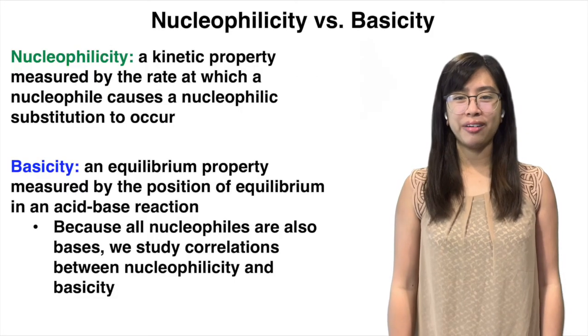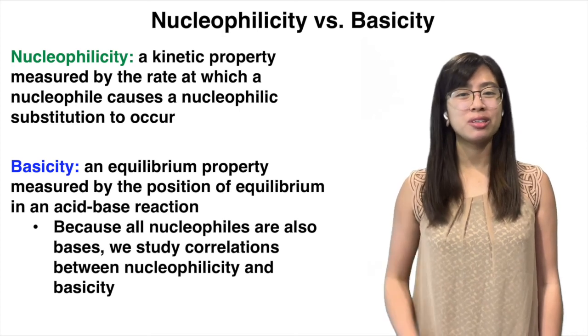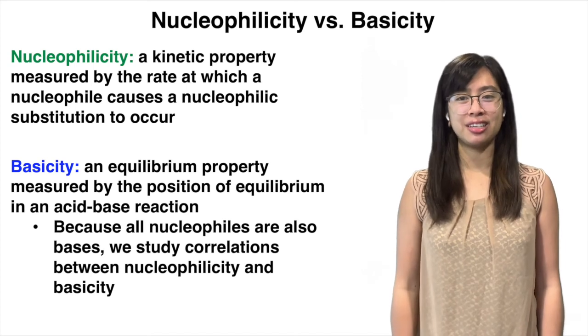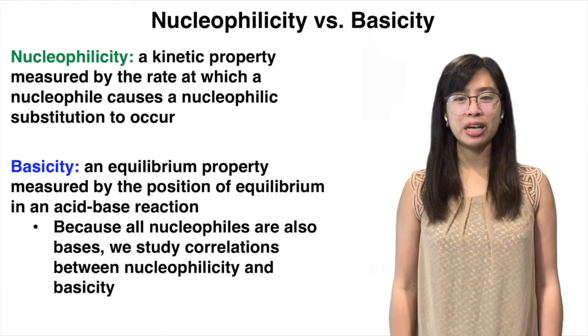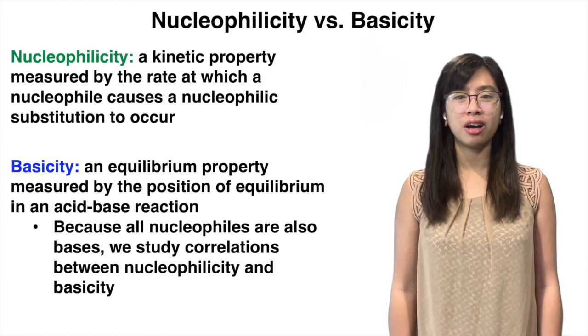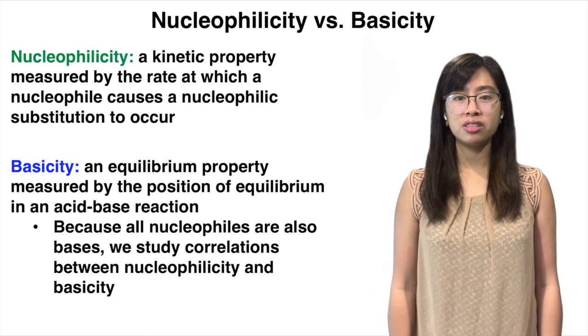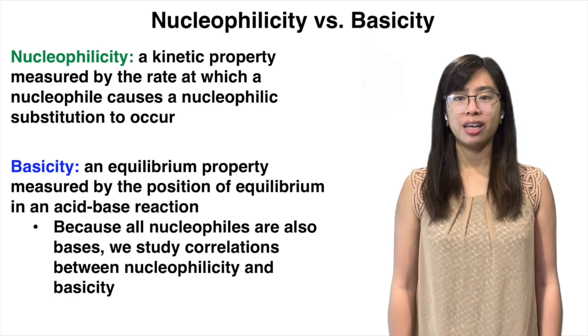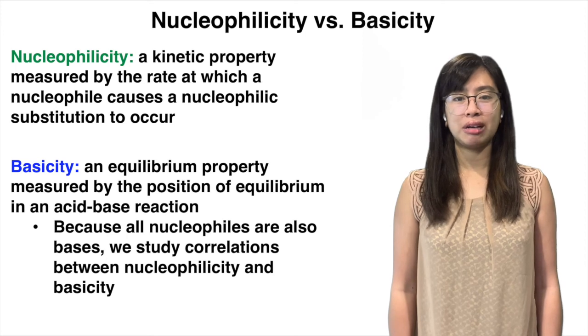So far, we talked about how leaving groups, electrophiles, and solvent affect SN2 reactions, but there's one more factor we still need to discuss, and that would be nucleophiles. Nucleophilicity is a kinetic property measured by the rate at which a nucleophile causes the SN-type reaction to occur. But nucleophilicity is oftentimes confused with basicity. Basicity is an equilibrium property measured by the position of equilibrium in acid-base reactions. But one thing to point out is that all nucleophiles are also bases, so you'll see comparisons between the two throughout the rest of the course.